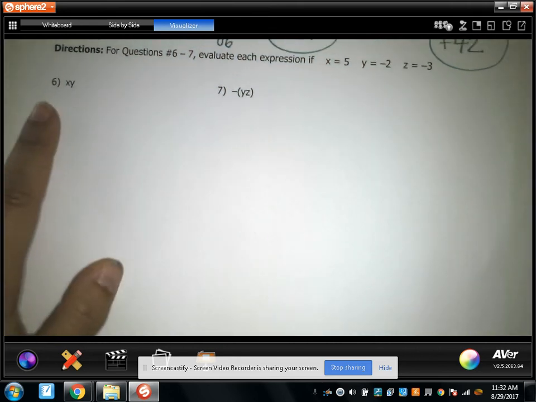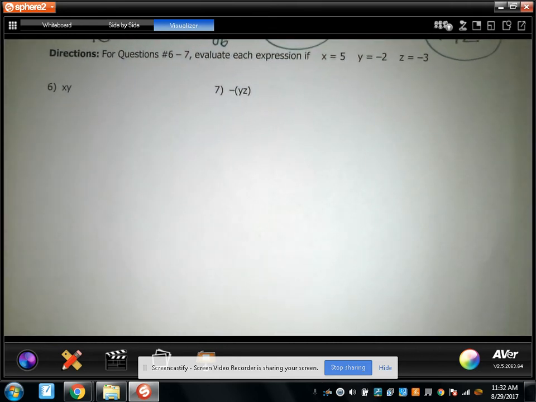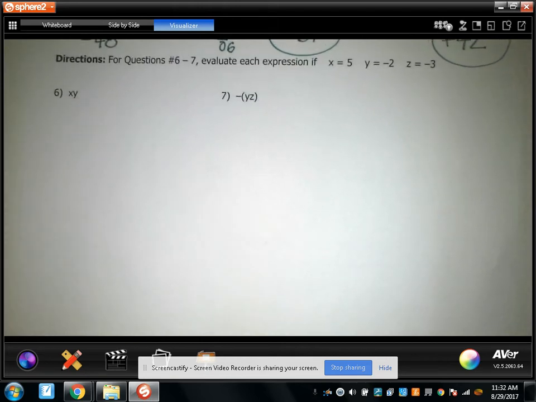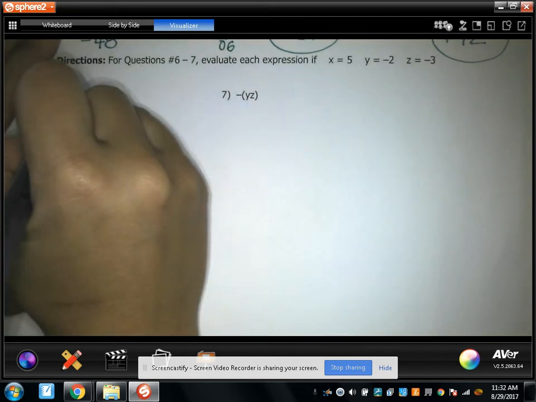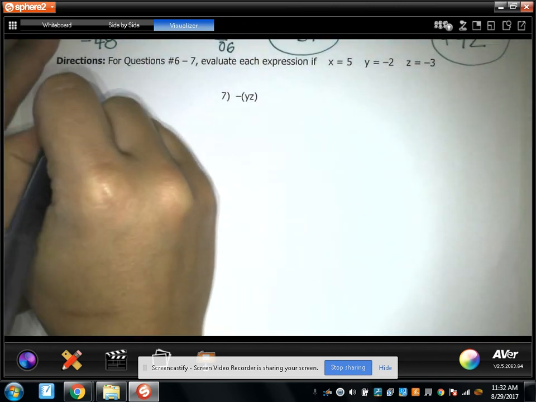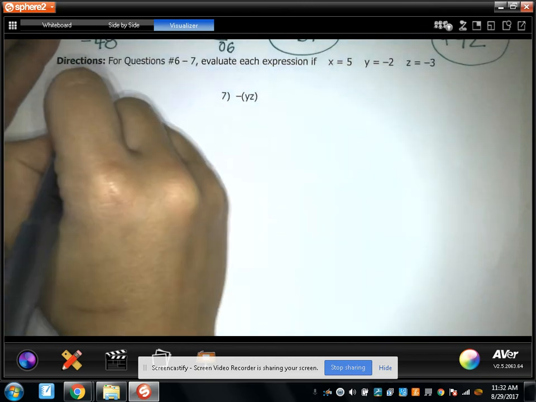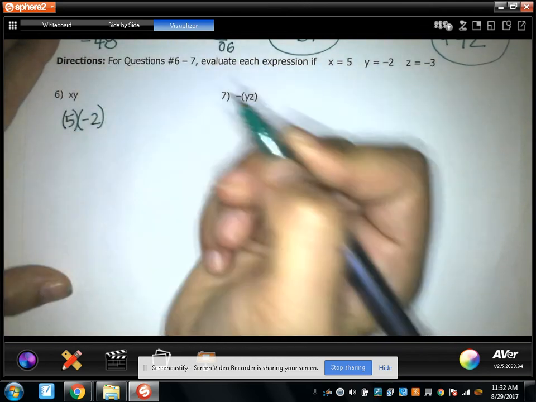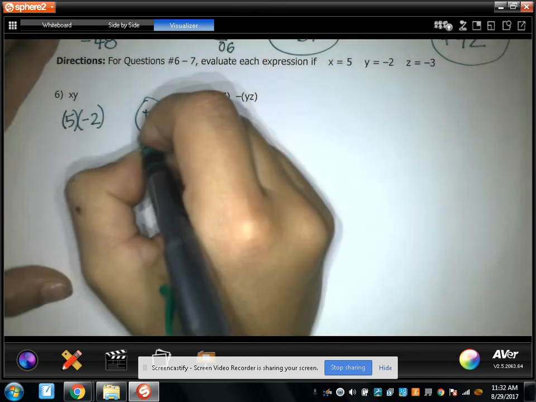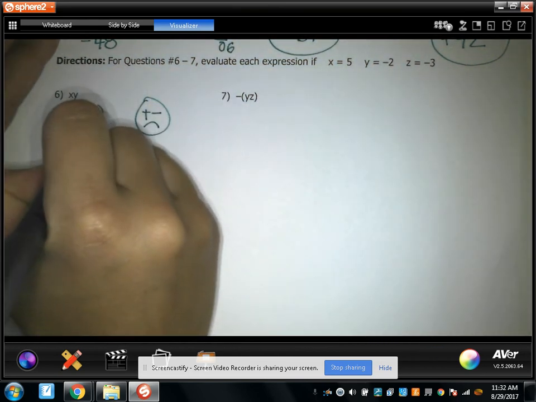So let's start with number 6. 6 says xy, which is when the variables are right next to each other, it's multiplication. So this is really x times y. So x is 5. Y is -2. This is a positive times a negative. My answer is going to be -10.